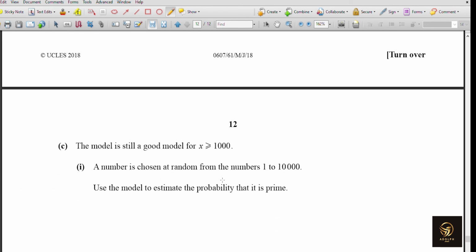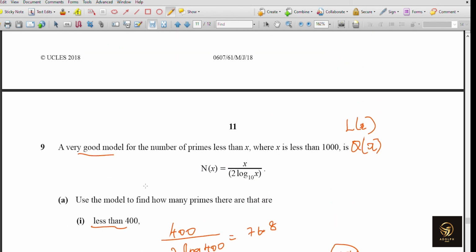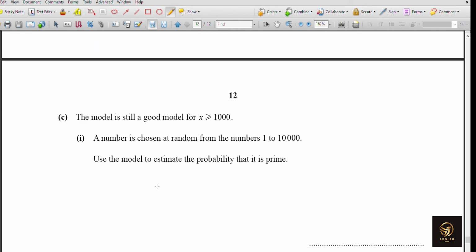The model is still a good model for x greater than 1000. They mentioned earlier it's a very good model for less than 1000, but now they are saying that even if it is more than 1000, it is good.